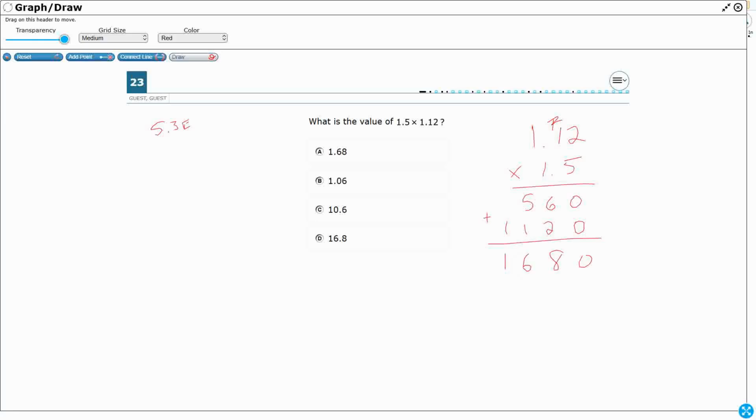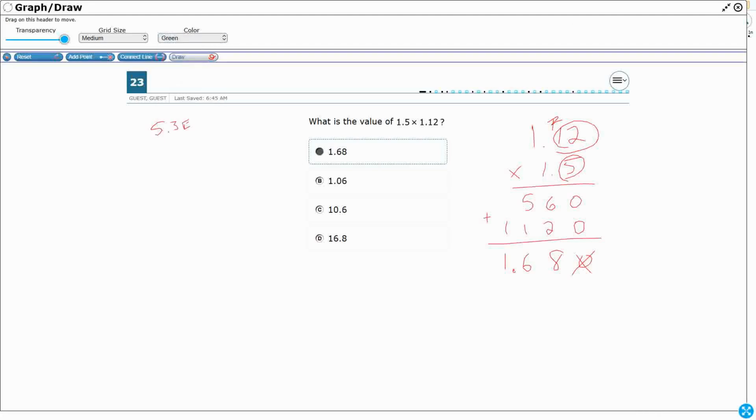Now, let's bring our decimals. I've got 1, 2, 3 digits behind the decimal in my factors, so I need 1, 2, 3 digits behind the decimal in my product, which is 1 and 680 thousandths. Right, we can drop that 0. We don't need it. So it's going to be 1.68, or 1 and 68 hundredths. And so my answer here is A.